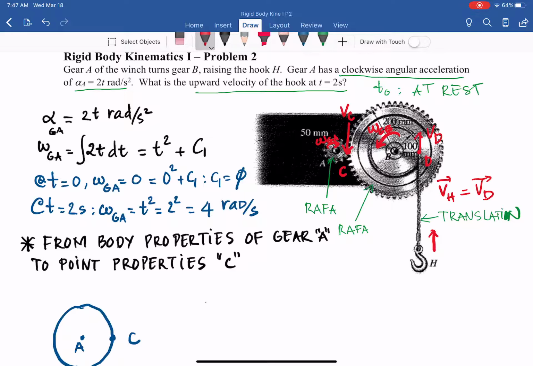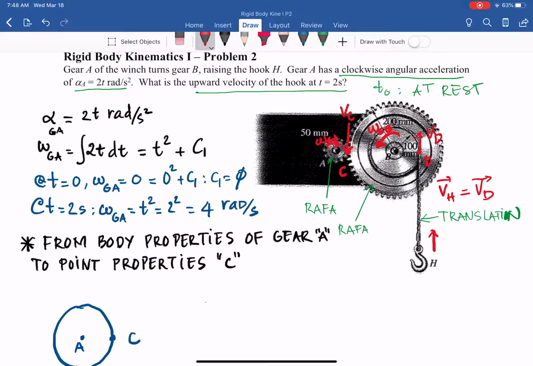So they give you raising up the hook. Then VD goes up, omega GB will be counterclockwise. Then if it is counterclockwise, common point C also belongs to gear B. It will be going down vertically. When it is going down, if we look at gear A, VC going down, then omega GA has to be clockwise. That is the first. The other, they give it here.